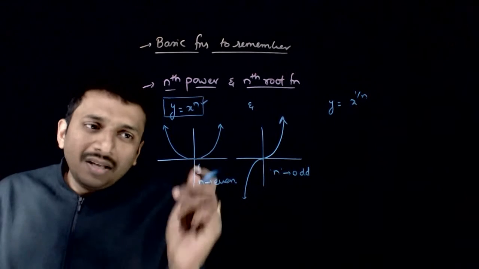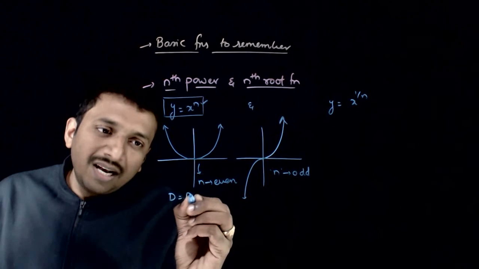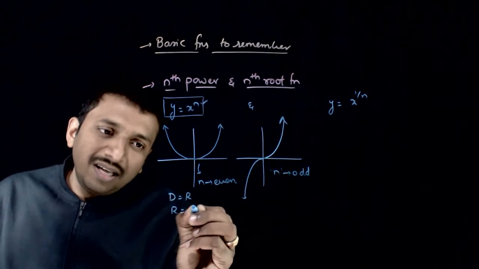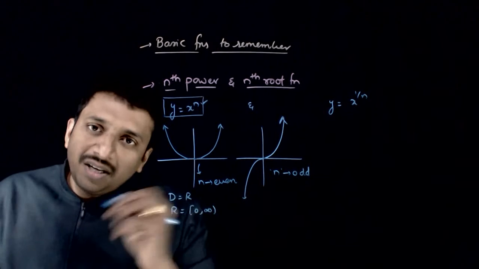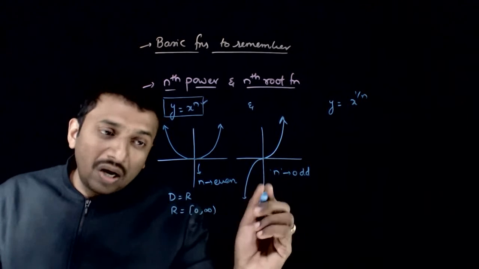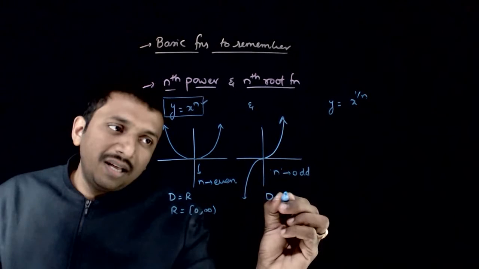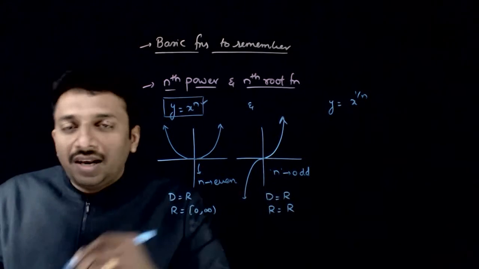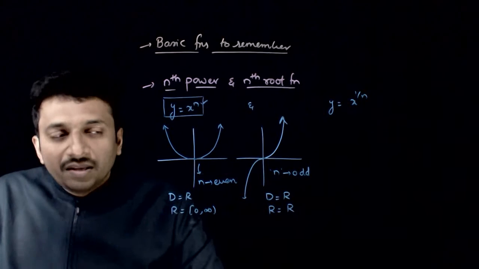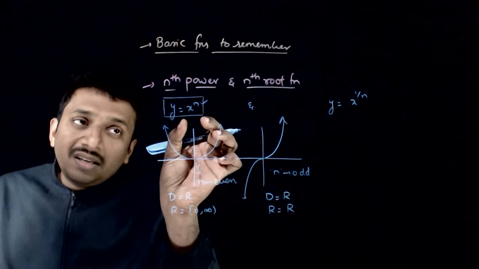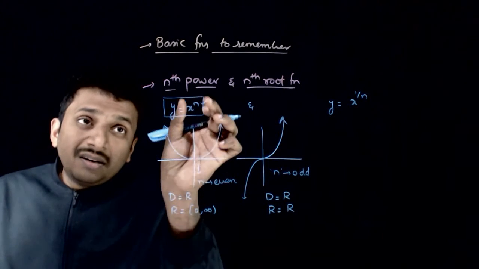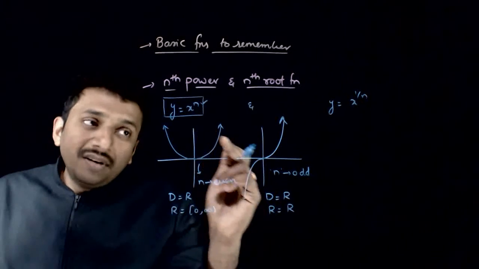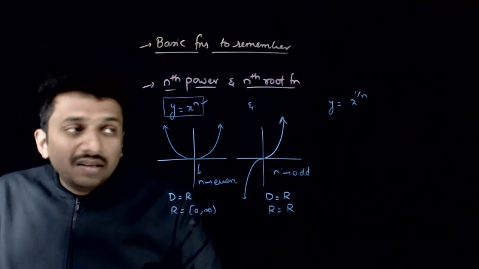So if n is even, the domain is real numbers and the range is closed 0, infinity. And when n is odd, the domain is real numbers and the range is also real numbers. So that's the difference between the nth power function if n is even and n is odd.